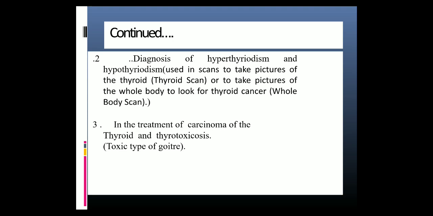Next example, for diagnosis of hyperthyroidism and hypothyroidism, it is used in scans to take pictures of the thyroid, or thyroid scan, or to take pictures of the whole body to look for thyroid cancer, the whole body scan. Hyperthyroidism is a condition where the thyroid gland is overactive and produces too much thyroid hormone.